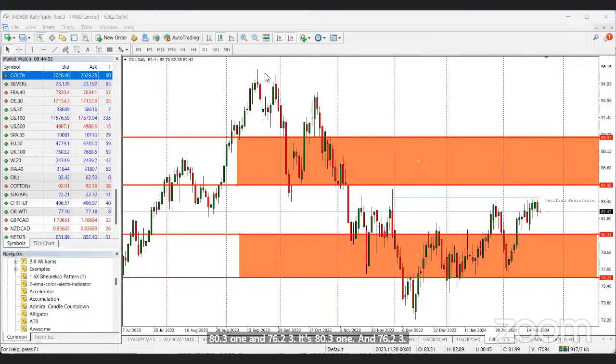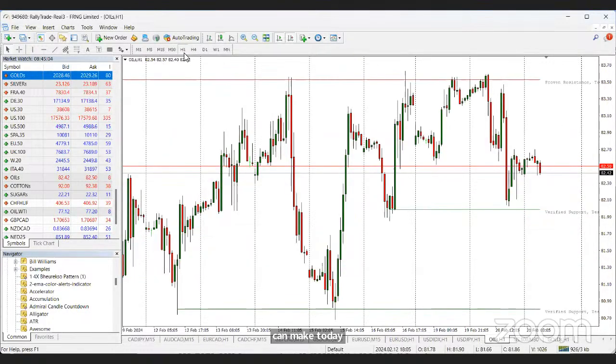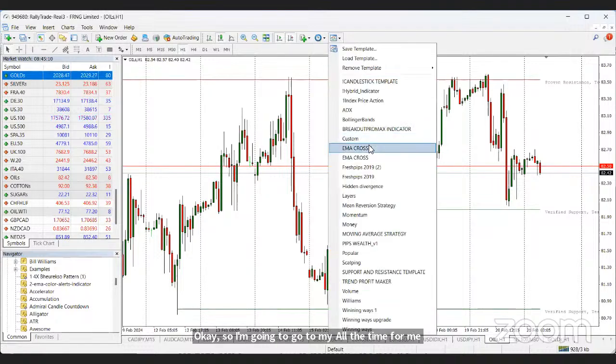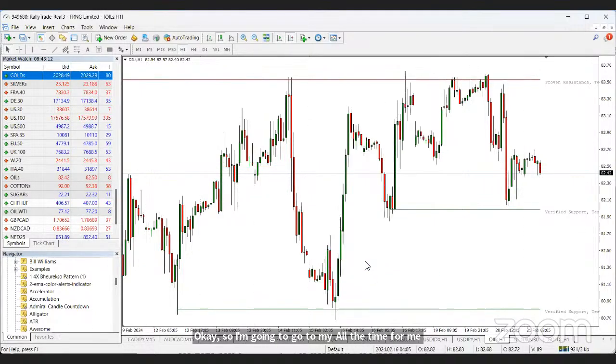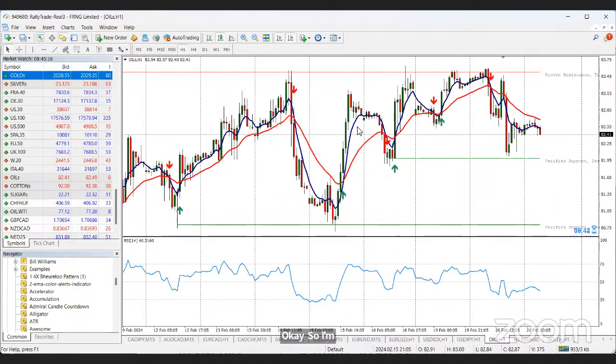So let's go now. I believe we've gotten the entry positions and we can go now for our intraday trading. Let's see what we can actually achieve and how much we can make today. Okay, so I'm going to go to my hourly time frame. So I'm going to apply my EMA cross strategy, my death cross, golden cross.